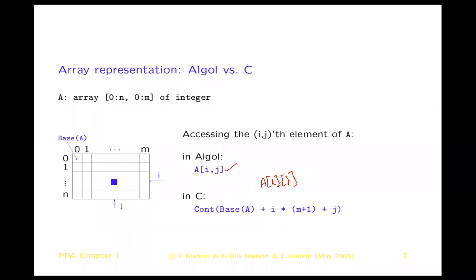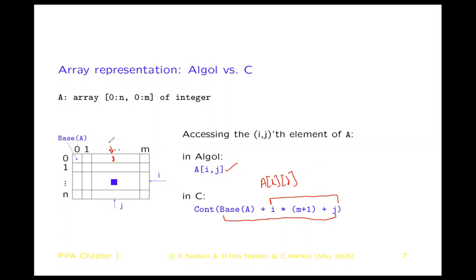But in any case, this particular array access gets transformed into an expression such as this. So what is the address of the element A of i j? To the base address, you add this offset. This is the whole offset. This i star m plus 1 tells the number of rows to skip. For example, if i is equal to 0, then we don't need to skip any rows. So you have to go to the jth position in row 0.